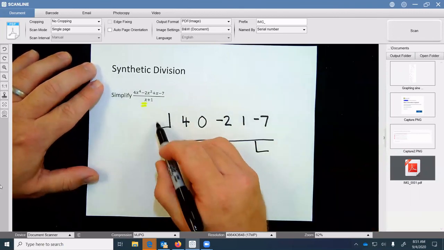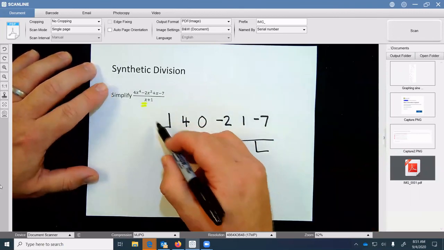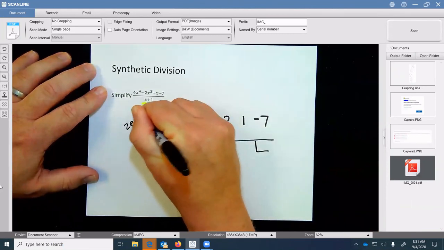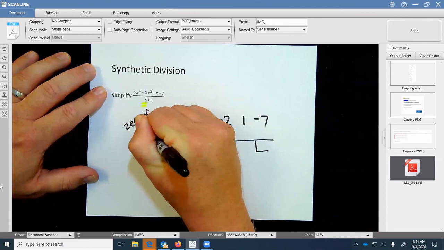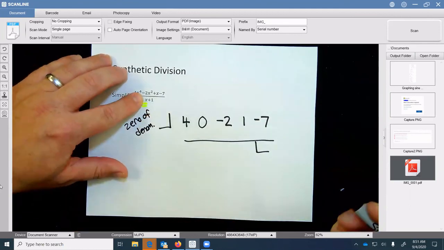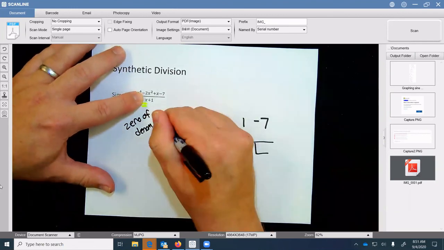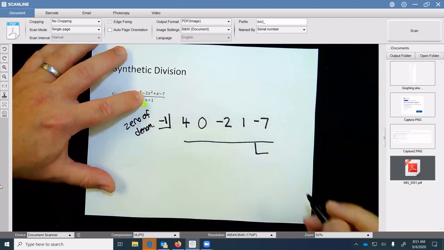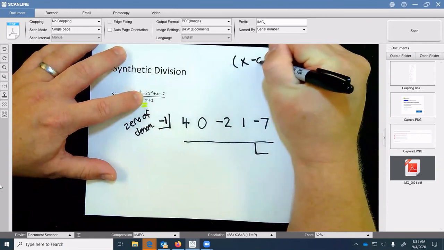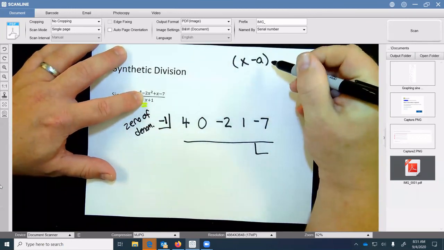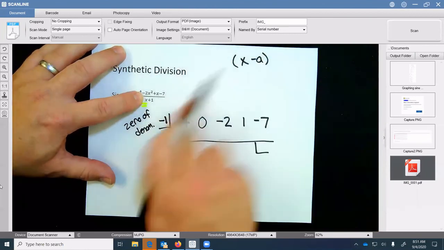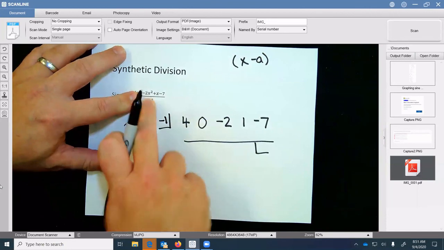And in here goes the 0 of the denominator, or what you're dividing by. So what's the 0 of our denominator? -1. Because if you remember, our factors are x minus a. So when I'm talking about factors, it's the opposite sign. It's what the 0 is.